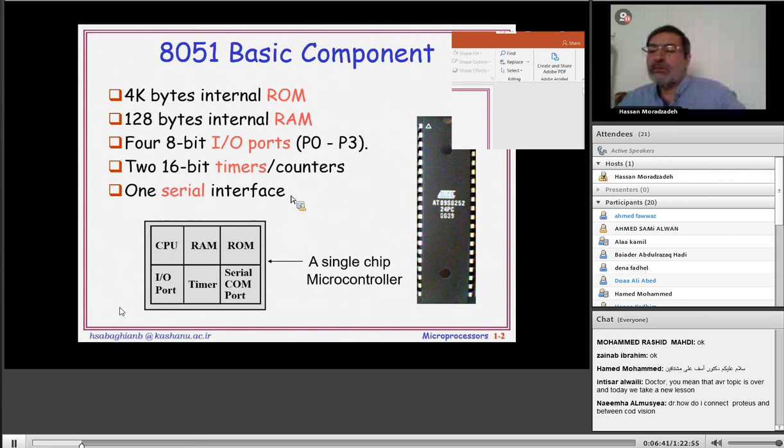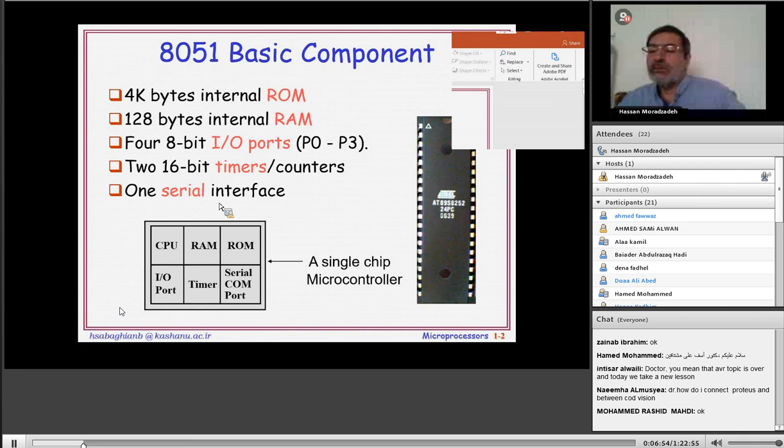Mrs. Neyman, how do I connect Proteus and Code Vision? Excuse me. At the end of the class, we have an experiment for you, Mr. Intisar, Mr. Rashid, and all of you. We have another execution for simulation.